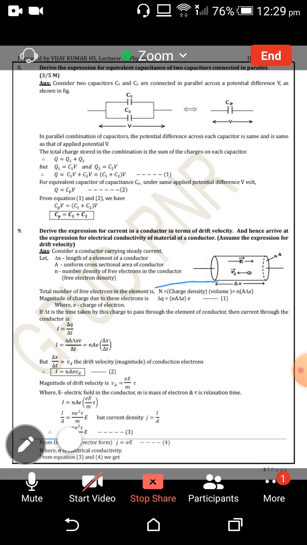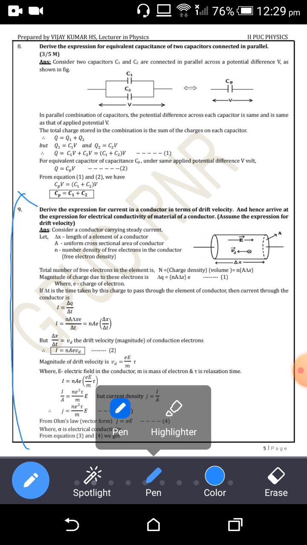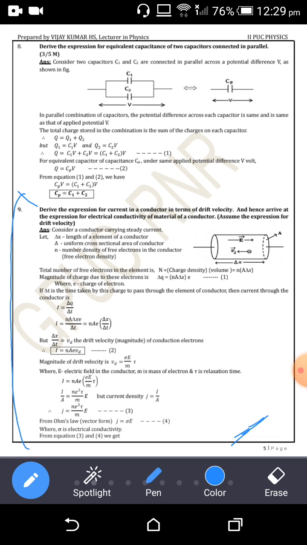So this is an important question. Even in your examination, this is the expected question, a 5 mark question. Expression for current in a conductor and hence arrive at the expression for electrical conductivity of material of a conductor. So go through this derivation. In case you have any doubts, you can ask.